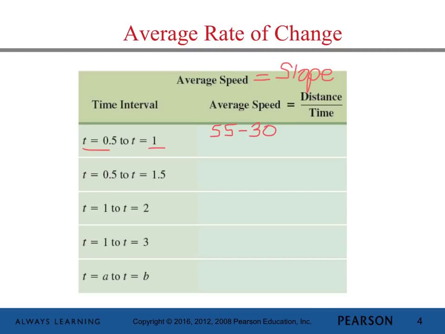so 55 miles minus 30 miles divided by the actual time increment here, from 1/2 to 1 hour, is 1/2 hour. And 55 minus 30 is 25. And 25 divided by 0.5 is equal to 50 miles an hour.